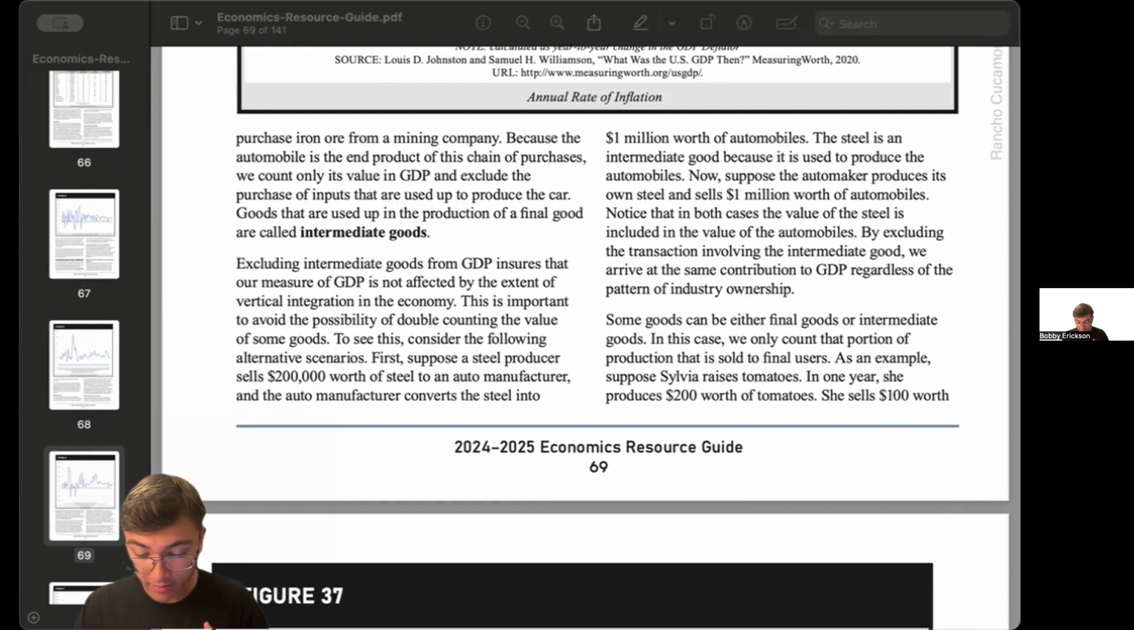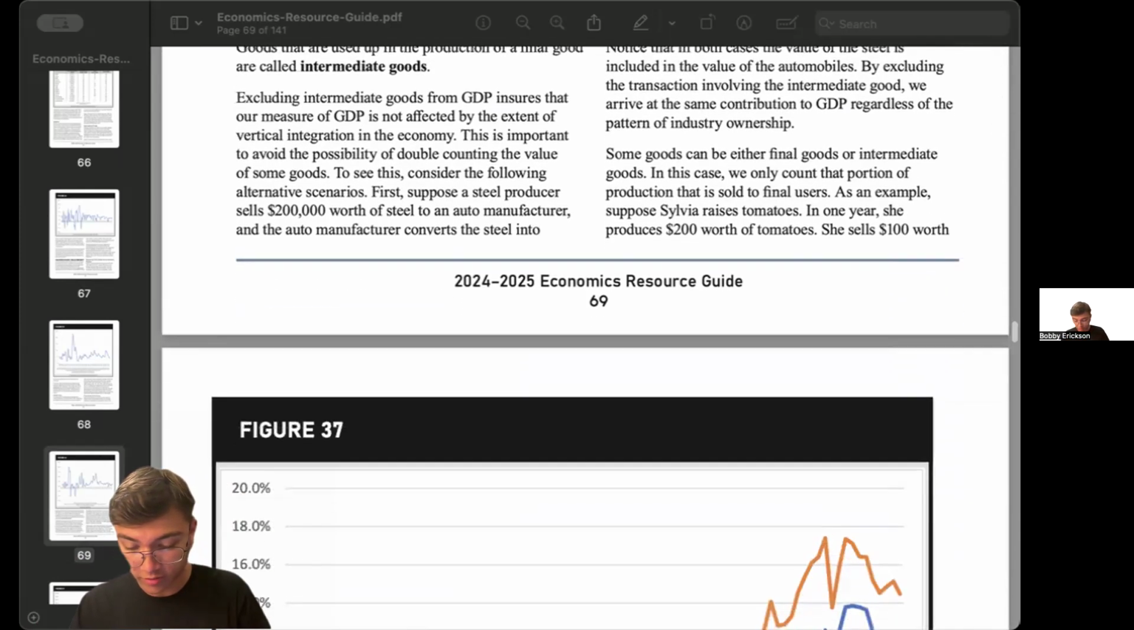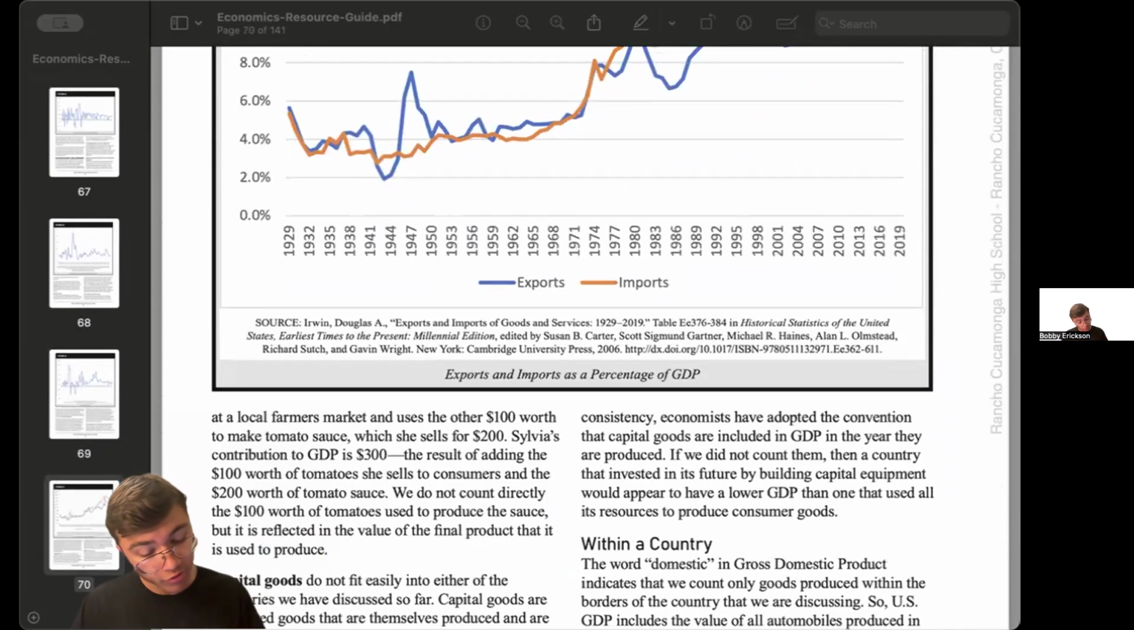And so goods can be either final or intermediate goods, either way. So let's say Sylvia raises tomatoes and she produces $200 worth of tomatoes, and she sells $100 worth at the farmer's market, and then she uses $100 worth to make tomato sauce, which she then sells for $200. This contribution would then be $300 because she is selling the $100 worth of tomatoes. It's not an intermediate, it is a final good in that case.